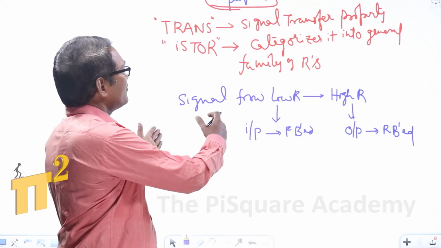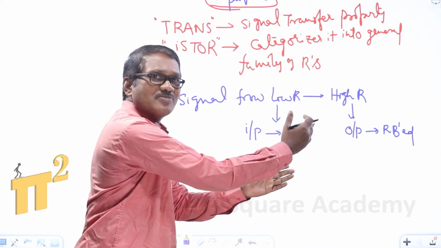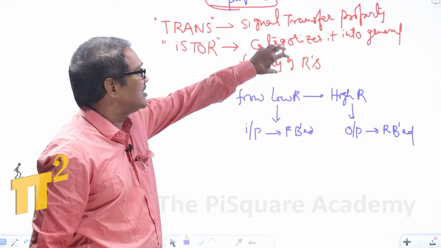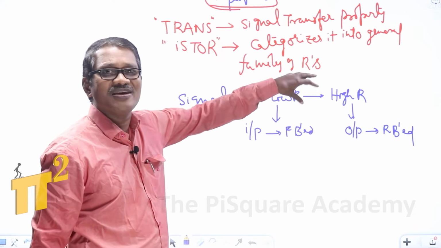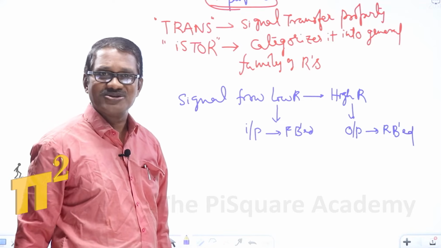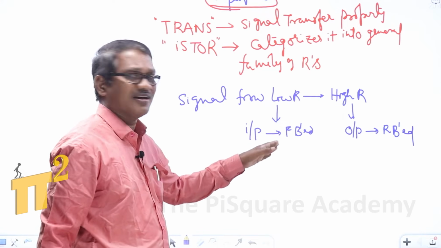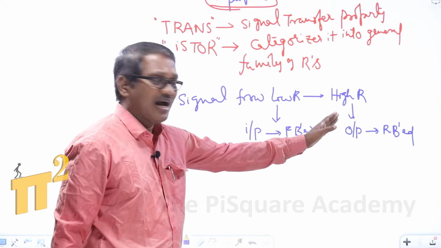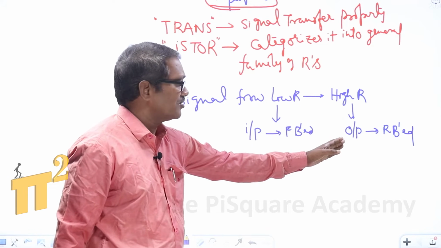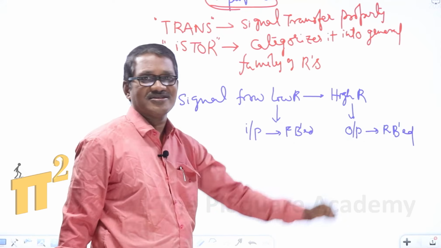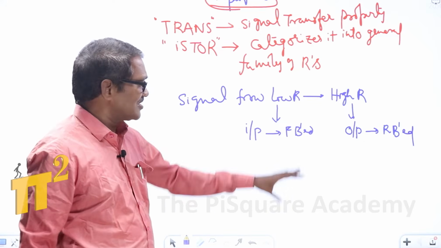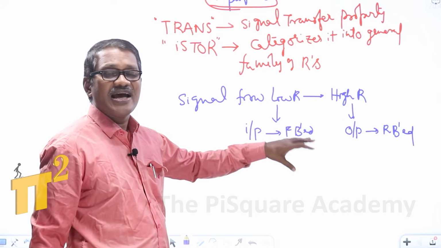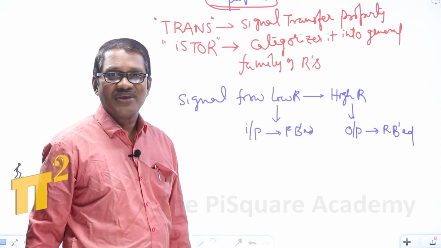It transfers a signal from a low resistance path to a high resistance path. Both types of resistances will be coming into the picture. That is the reason why it is categorized into the general family of resistors. Have you understood this? To establish a low resistance path along the input circuit, input must be forward biased. And to establish a high resistance path along the output circuit, output must be reverse biased. These conditions must be satisfied to use a transistor as an amplifier. Have you understood this, right?